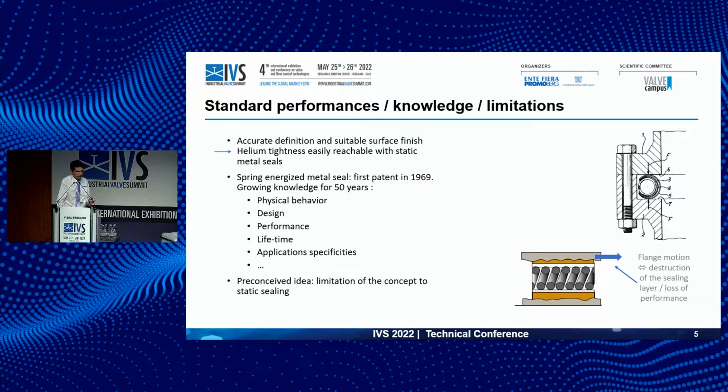And the preconceived ideas, that's the last point: this concept seems to be very limited to static sealing. That is explained in the small drawing at the bottom right. As I explained, there is a penetration of the sealing layer into the roughness. So if there is one movement of the flange, of course, we are going to scratch everything and we are going to lose the performance of the seal. That means normally, if there is a movement, this type of seal is not very suitable for applications where you have a movement of the flange.